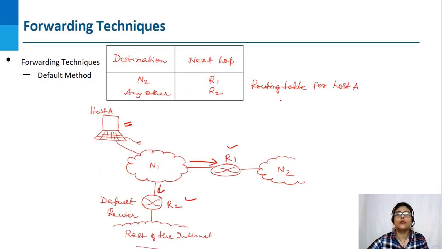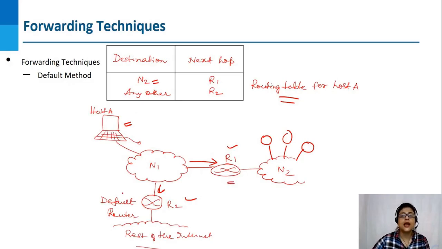So the routing table for host A will be very much simplified. If the destination is N2, meaning this network N2, to which a large number of hosts may be connected, then the destination is N2 and the next hop will be given as R1. And for any other destination, the next hop should be R2. So this is known as the default method, and it is a very simplified method.